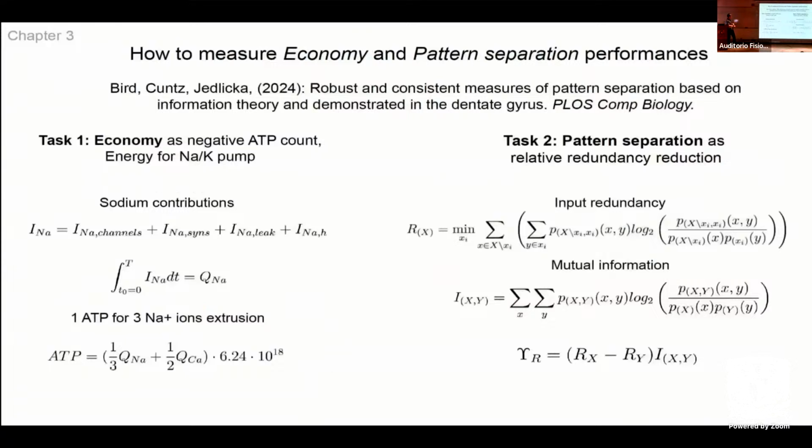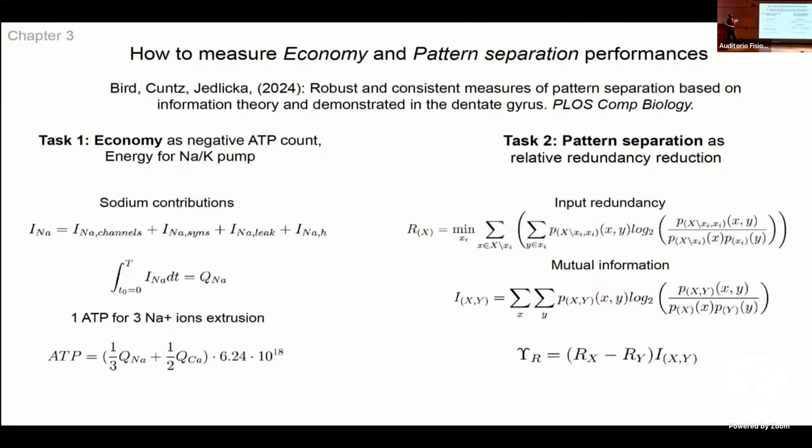Okay, this we can do relatively fast. It's just to show you how we actually calculate energy. In this case, it's the ATP that is necessary for the sodium potassium pump to get the ions out of the system again. And we just do this integral over the currents and then have this relationship to the ATP. The right side is a bit more complicated, and I will mainly tell you what the idea is.